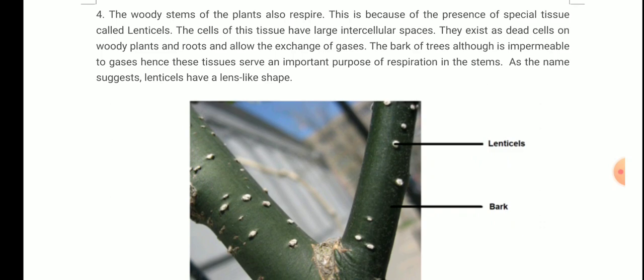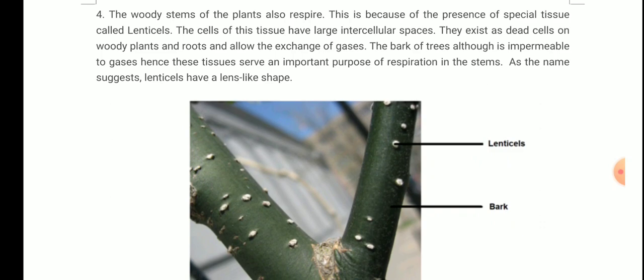What are intercellular spaces? The space between two cells. Okay, not the space inside a cell. The intercellular space is the space between two cells. So there are large spaces between the cells of this tissue. Second and important thing, they exist as dead cells on the woody plants and roots and allow the exchange of gases.